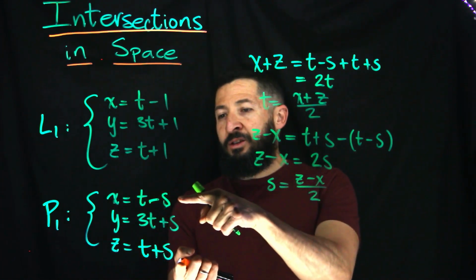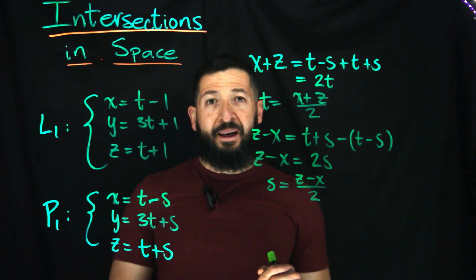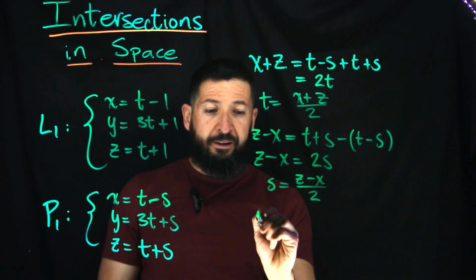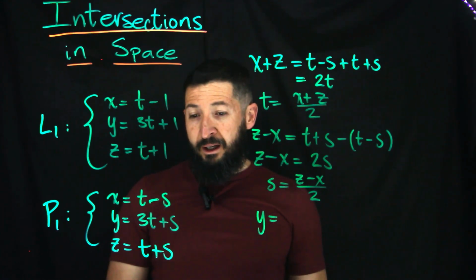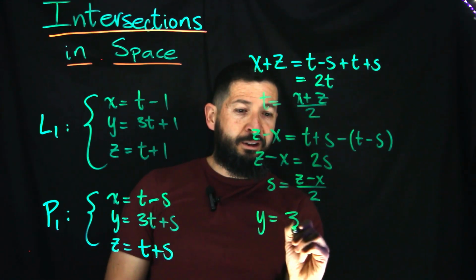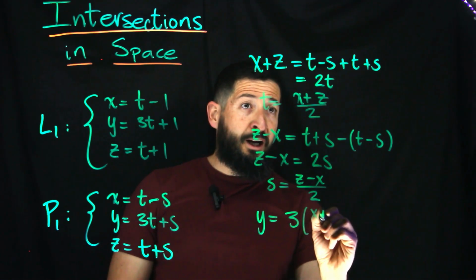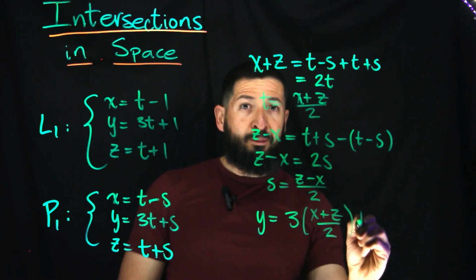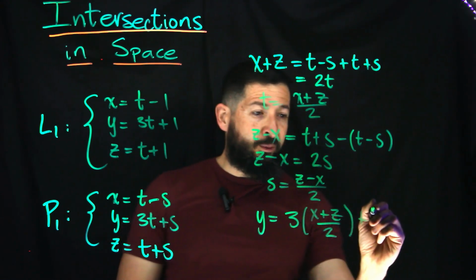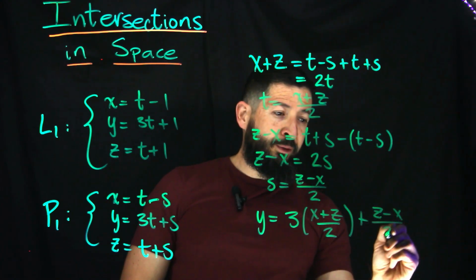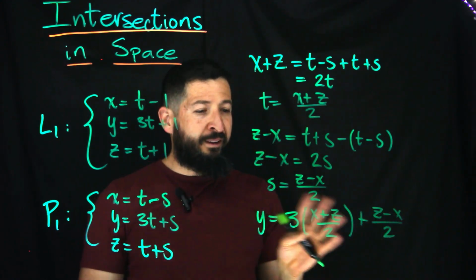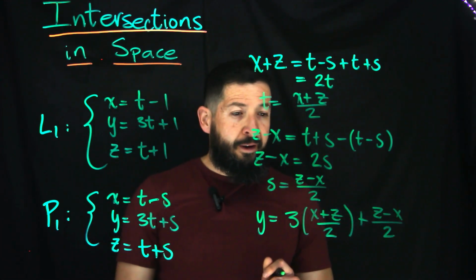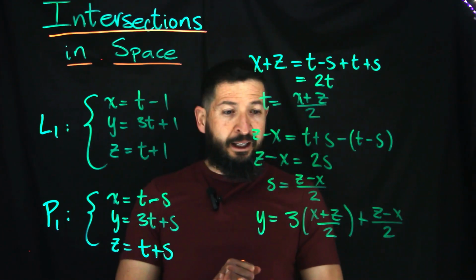So using these two equations, I found t and s in terms of the other variables. I just have to plug it in here, and I get that y is going to be 3 times t, which is 3 times (x plus z) over 2. That's what we said was t. Plus s, which we said is going to be (z minus x) over 2. All we have to do now is multiply everything times 2 and simplify, and we would get the general equation of our plane in that case.